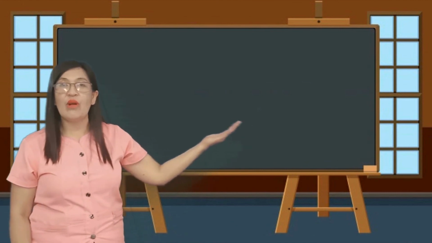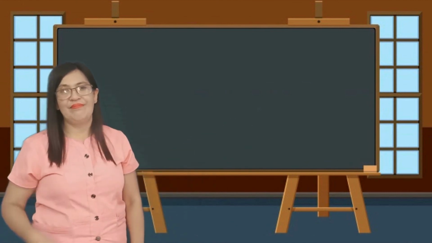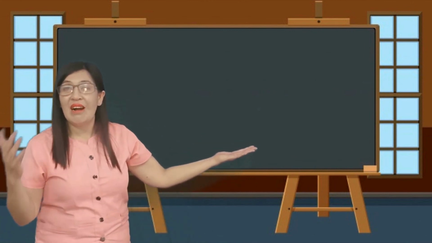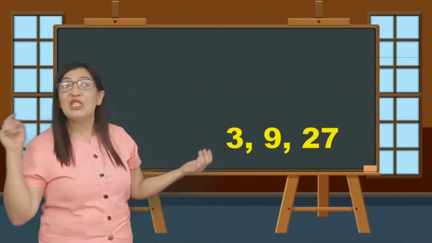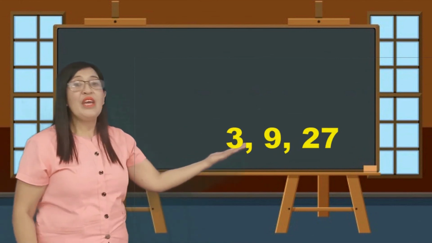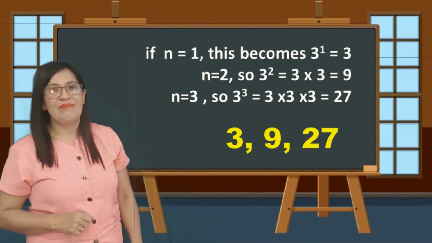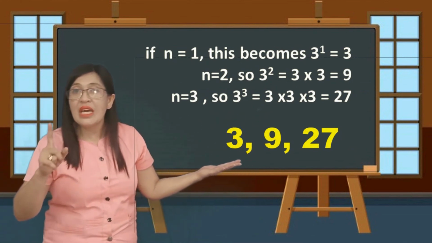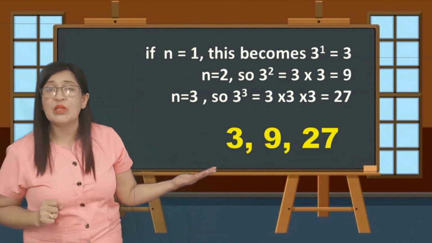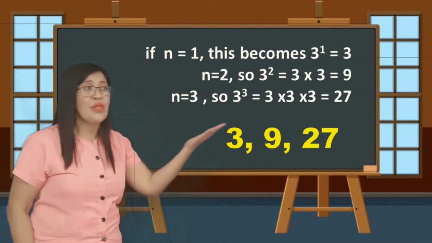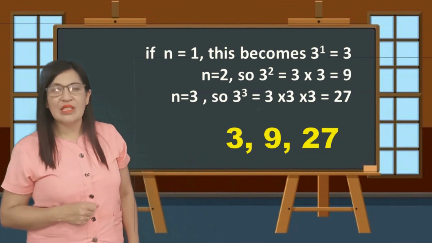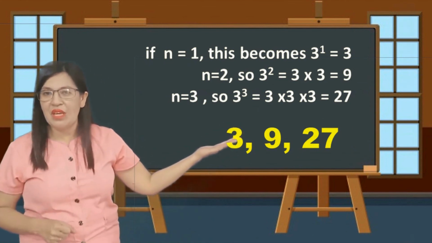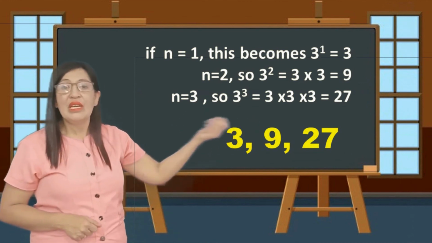A sub n equals 3 to the power of n. The first three terms are 3, 9, and 27. Why 3, 9, and 27? So a sub 1 is 3. If n equals 2, this becomes 3 squared, or 3 times 3 is 9. So a sub 2 is 9.